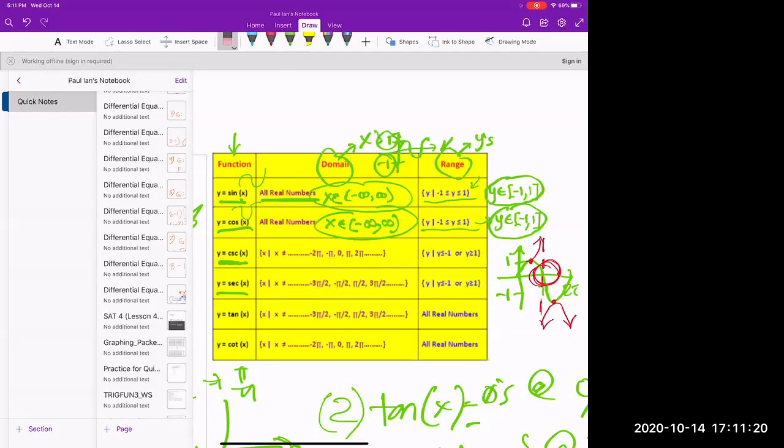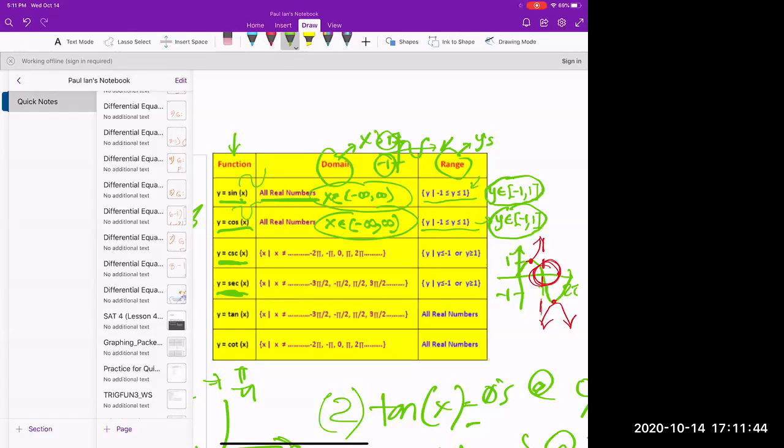Same with the secant. So that's the concept of it. It's just the asymptotes, and that's what the domain is. What you have to say is that x can't be where the asymptotes are.